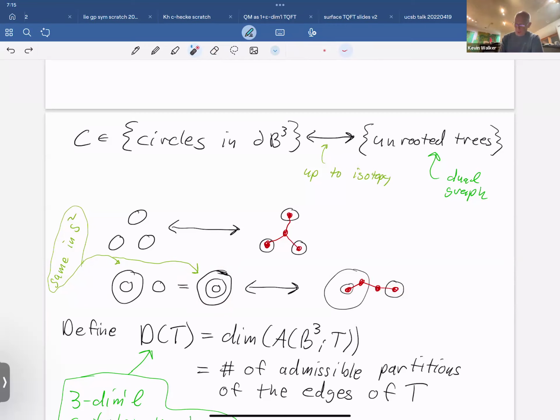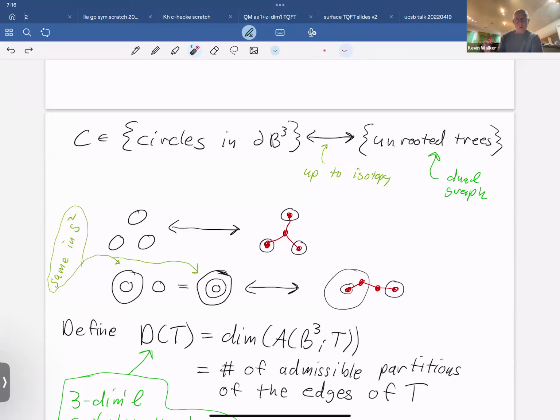And so we define D, the dimension function of a tree. For most of the talk, I'm going to say tree, but I'm not making a distinction between a tree like this and a collection of circles in the two-sphere like this. So I'm just going to constantly go back and forth. And D of T is defined to be the dimension of this space. So some higher dimensional version of a Catalan number. We know the maximal dimension would be the set of all possible partitions of the edges of the tree. The edges of the tree correspond to the circles.